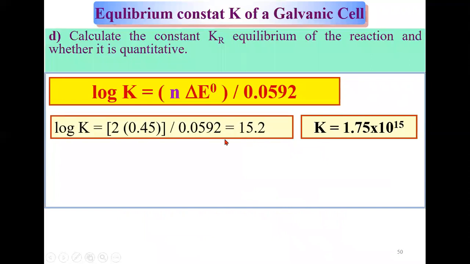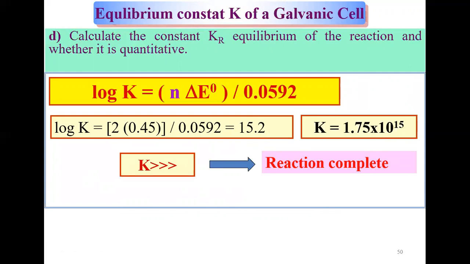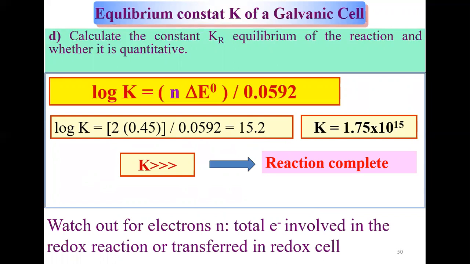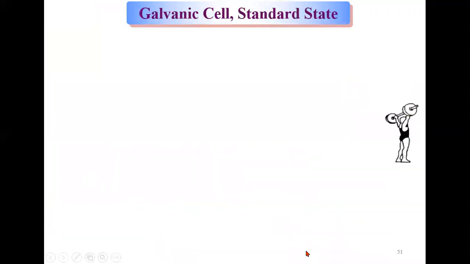Get the K, 10 to the power of this number. And you notice that it's a fairly high number, and the reaction is therefore more or less complete. Okay, so again, watch out for the number of electrons in this equation. It's the total number of electrons transferred in the redox cell.